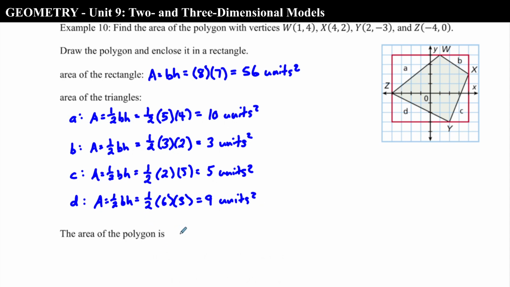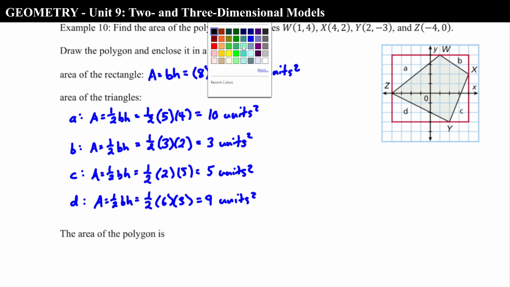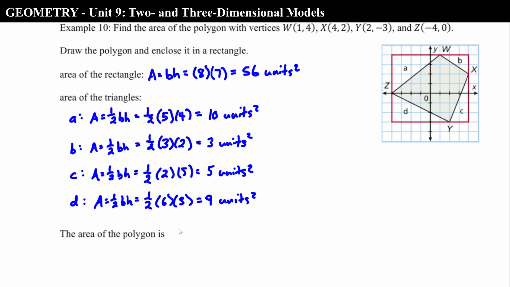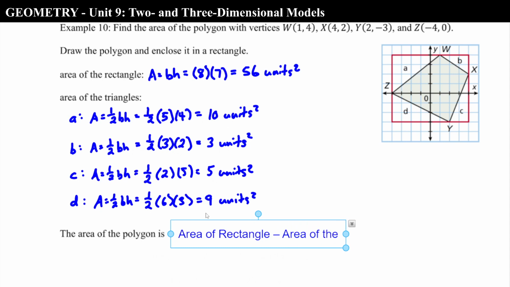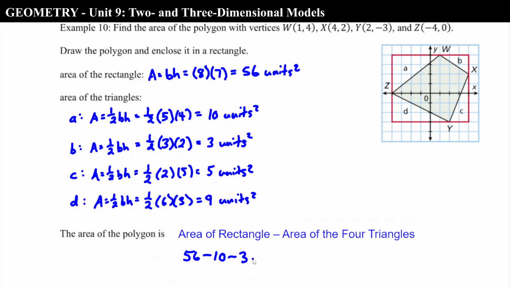So now the area of the polygon, and I'm actually going to type this part just so you can read it a little better. The area of the polygon is going to be the area of the rectangle minus the area of the 4 triangles. So the area of the rectangle is 56, and we're going to subtract the 10, the 3, the 5, and the 9. And that's going to leave us with 29 square units. So the area of our polygon is 29 square units.